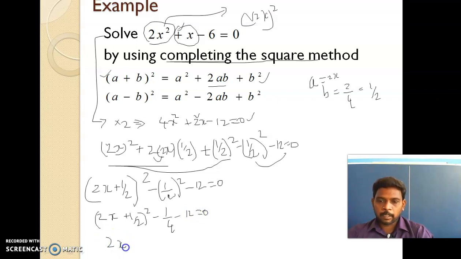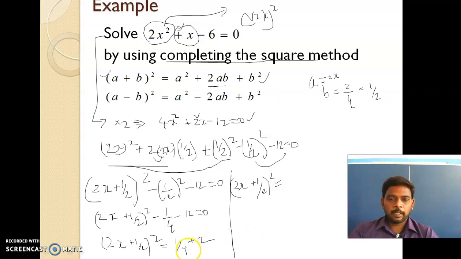So (2x + 1/2) whole square, and transpose the last two terms to the right-hand side, so it will become plus 1/4 and plus 12. So now (2x + 1/2) whole square equals, when we simplify this, 4 twelves are 48, so 48 + 1 is 49, so 49 divided by 4.